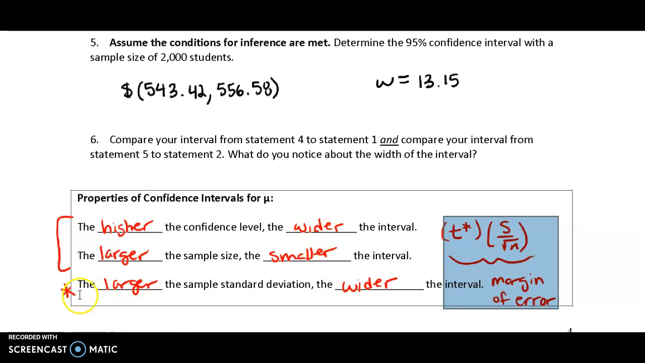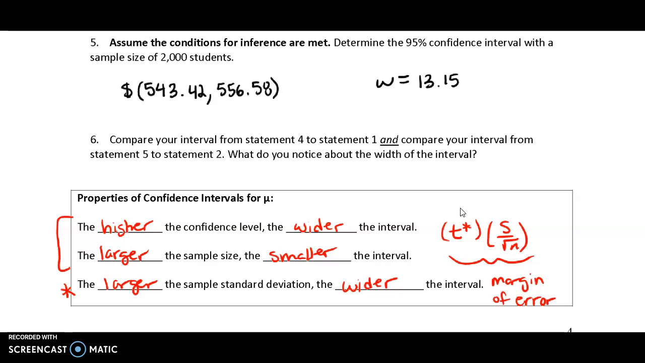Now I put a star here because if we have a larger standard deviation, then yes, the margin of error will be larger, and that'll give us a wider interval. But think about this. If I'm looking at my same sample, there's no way for me to change that same sample standard deviation.